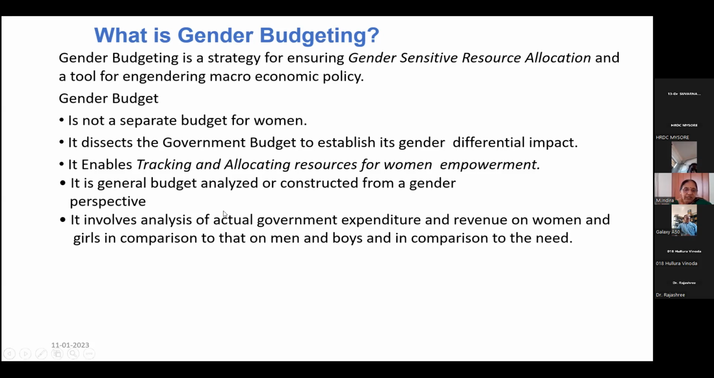It involves analysis of actual government expenditure and revenue on women and girls in comparison to that of men and boys, and in comparison to the need. So in a gender budget, we look at both the taxes and the expenditure, both revenue and expenditure, to see how they are affecting men and women, how they compare between men and women, and also in relation to need, whether all women's needs are met through these allocations or not. So that is what is called the gender budget.